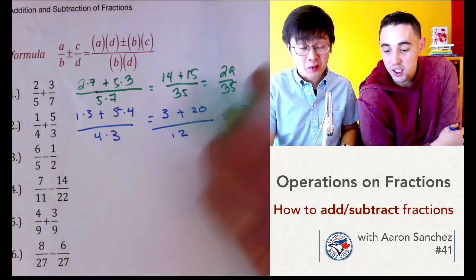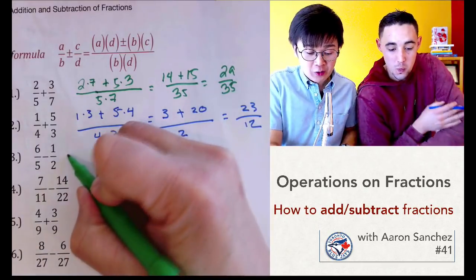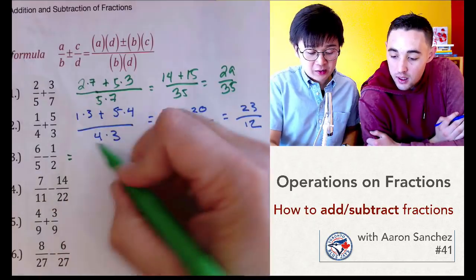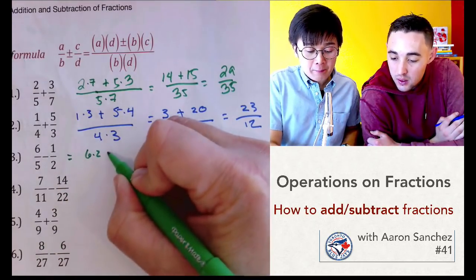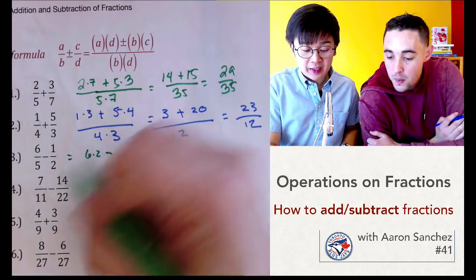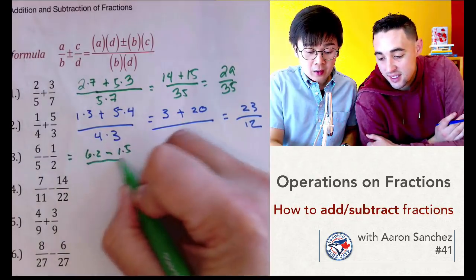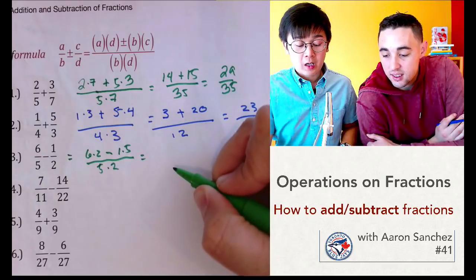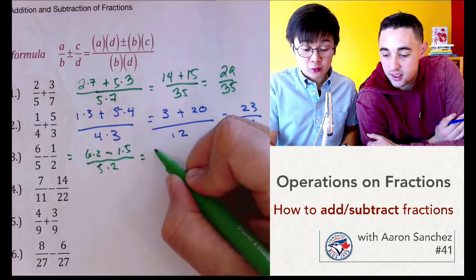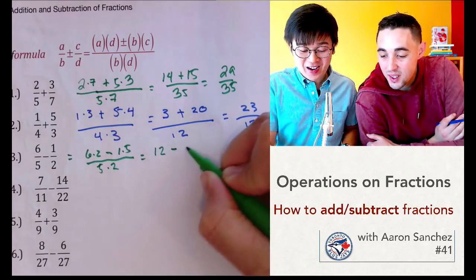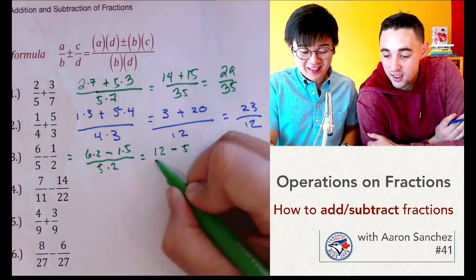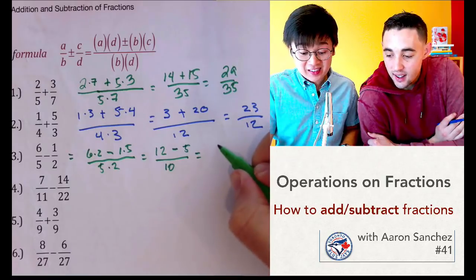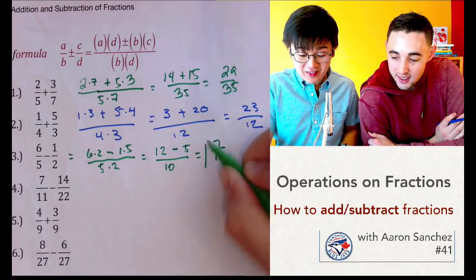So this one, number 3, we're subtracting. So the rule is still the same. ACBD. So 6 and 2, 6 and 2. But this time you will subtract 1 and 5, 1 and 5, all over 5 and 2, 5 times 2. 6 times 2 is 12, right? Minus 1 times 5 is 5. 5 times 2 is 10. And 12 minus 5 is 7. 7 over 10. And it's 7 over 10.